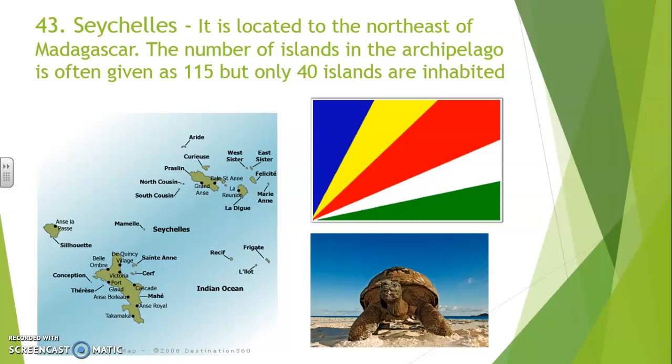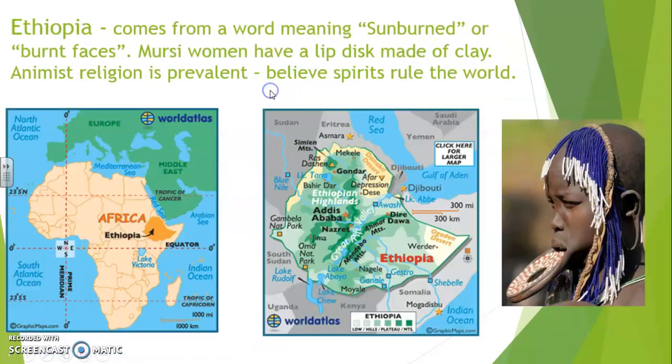I just pronounce it Seychelles. If you listen to Google, they'll tell you way different. Lots of different islands. That's why it's called an archipelago. Archipelago means a whole number of islands to make up the country, not just one. So archipelago. They think there's about 115, but only 40 islands are lived on or inhabited. And they are known for their giant tortoises, these land turtles. But again, interesting flag. Very nice.